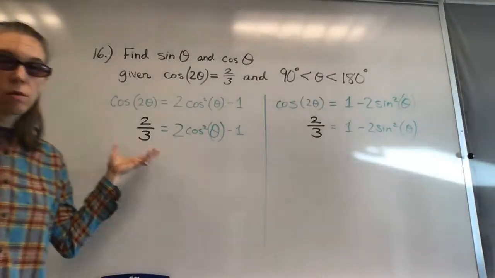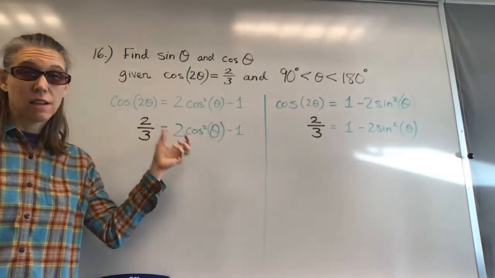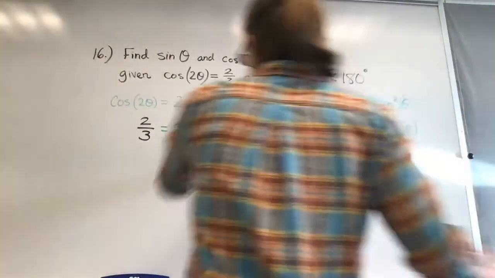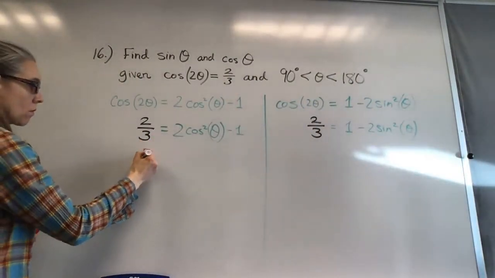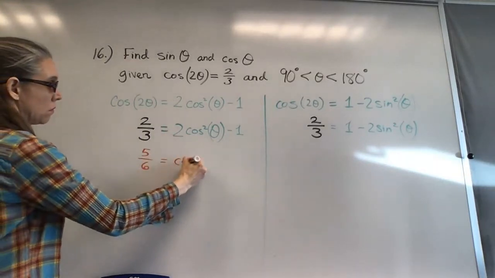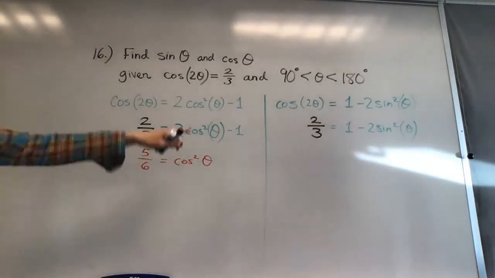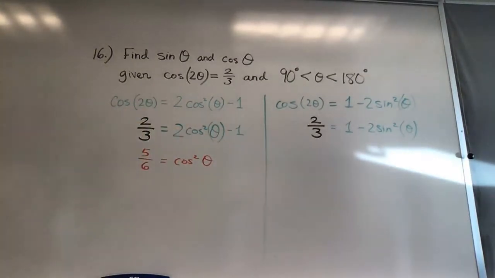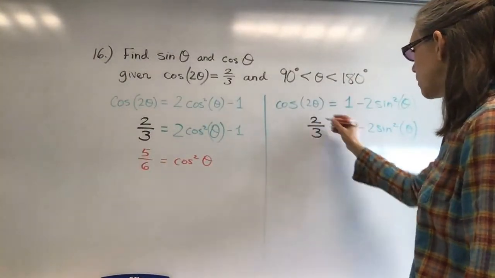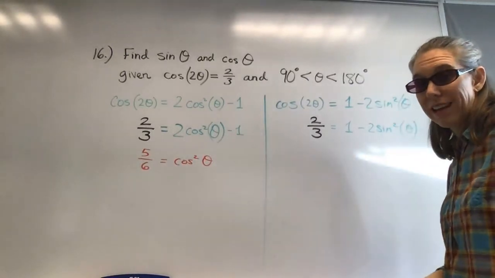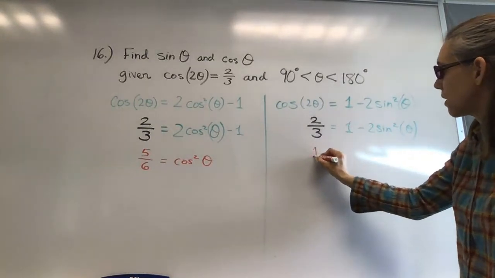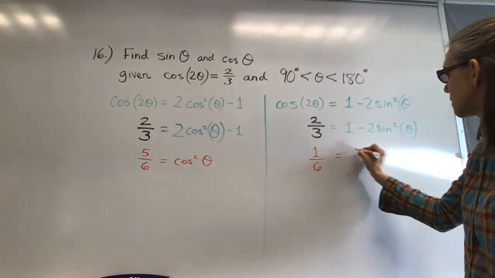Okay, so now what I want to do is I simply want to isolate cosine and sine. So I'll start by adding 1 to both sides and then dividing by 2. Right, so you had a 5/3 and divided by 2 is 5/6, and over here we're going to be subtracting 1. If you subtract 1 from 2/3, you get -1/3, and then divide -1/3 by -2, and you get +1/6.